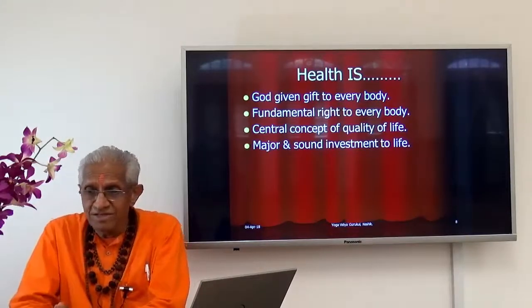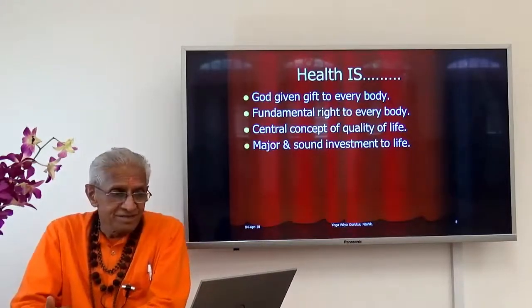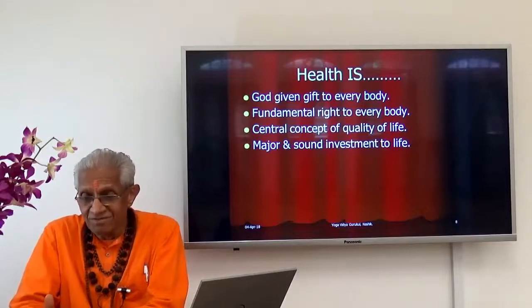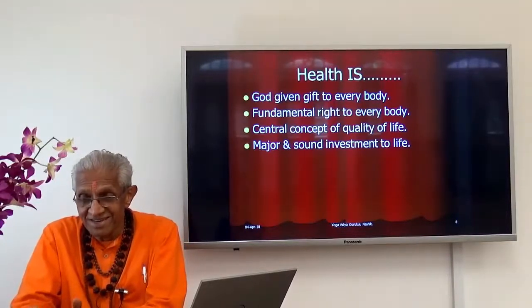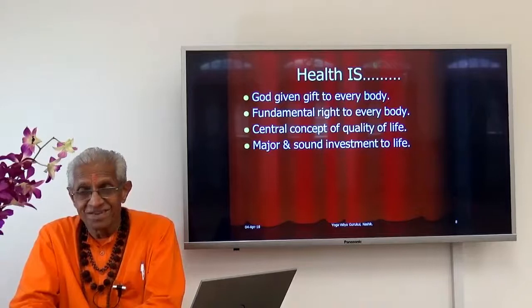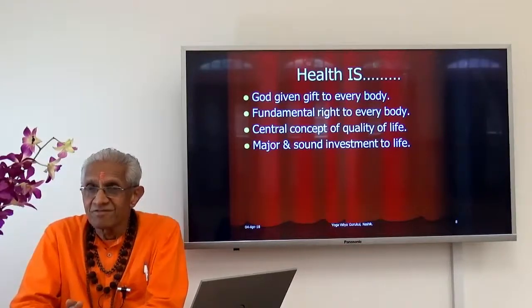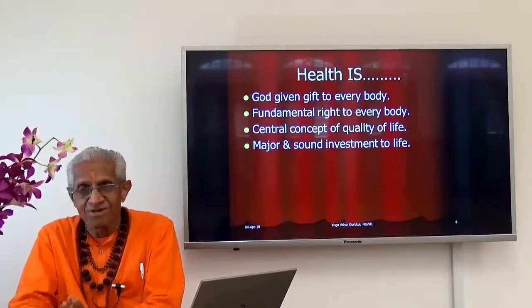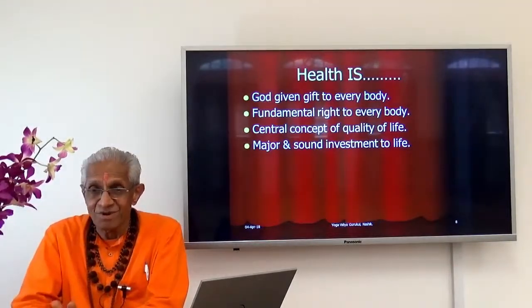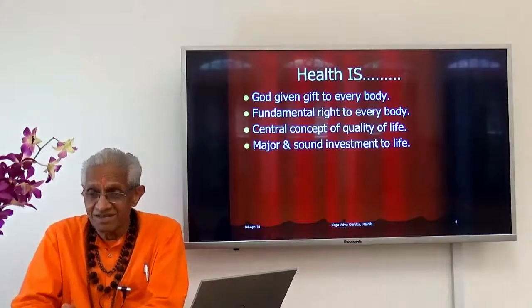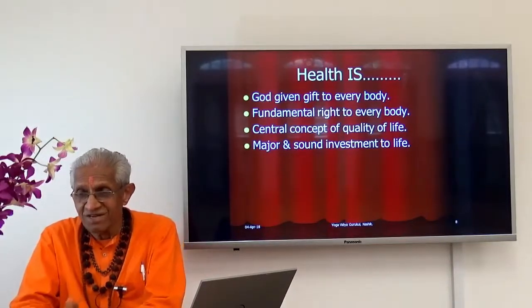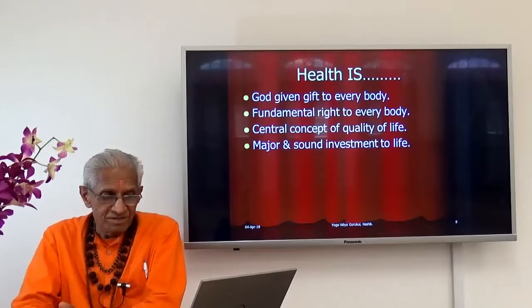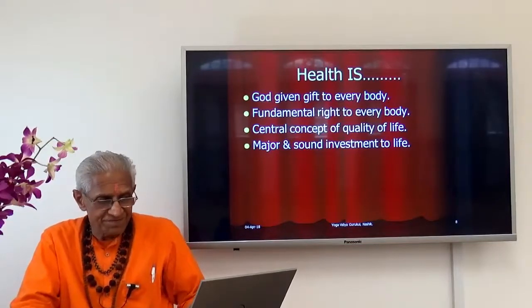And also we can say, health is a major and sound investment in life. We can invest the health and earn so many things out of it. If you have no investment, no business. Similarly, if you have no health, no life. Proper life, productive life, as said by WHO, there is no productive life if there is no health. So we can say it's an investment also.